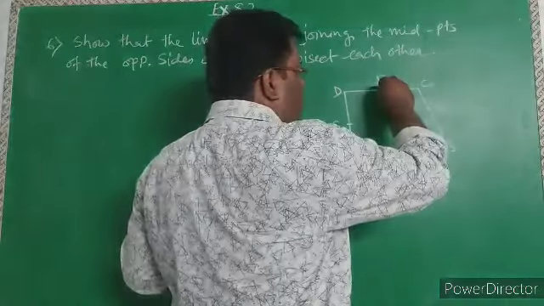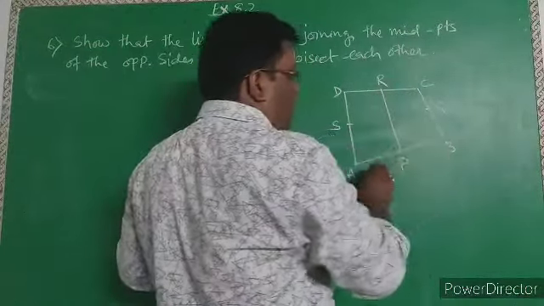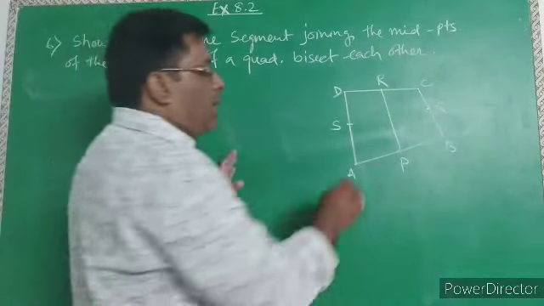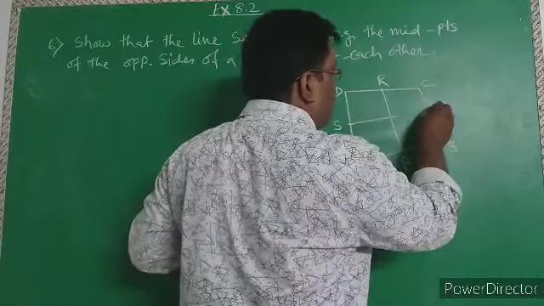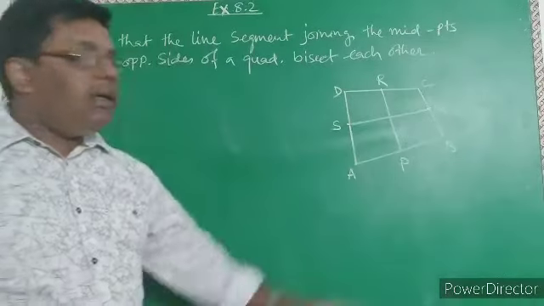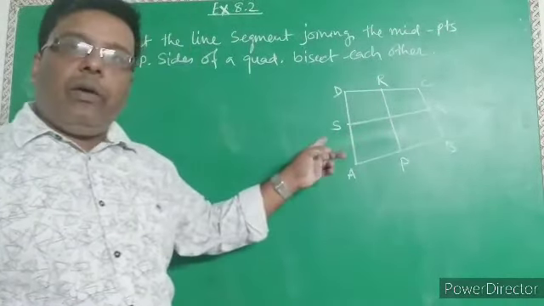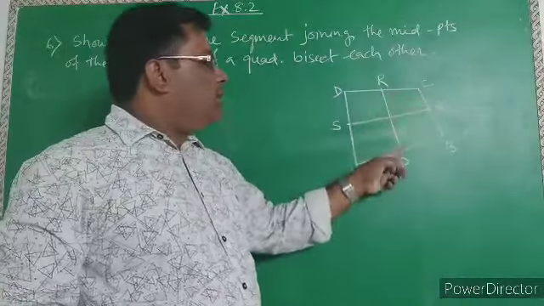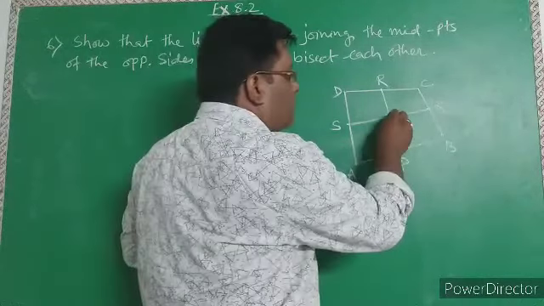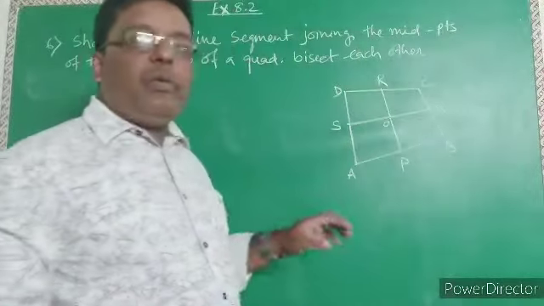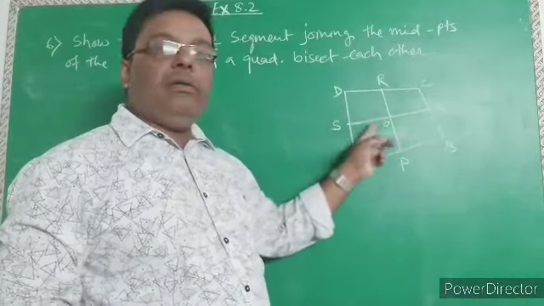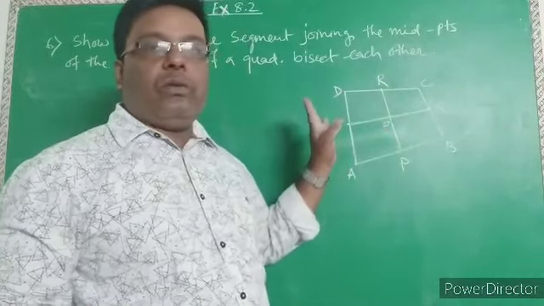Now, if we join them, that is, joining the midpoints of opposite sides, you have to show that these two lines, PR and QS, bisect each other. That is, if this point is O, then you have to show that PO is equal to RO and QO is equal to SO. That is, equally divided into two parts.